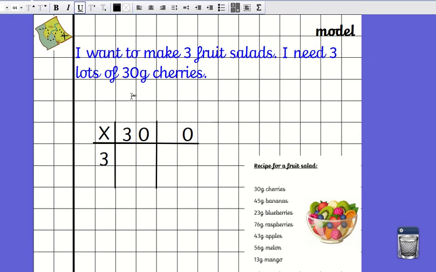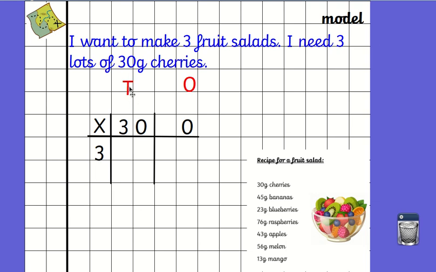And just to remind me, I'm going to change its colour. And I'm going to put a tens and a ones, just to remind me about my columns. So, got my tens column and my ones column.